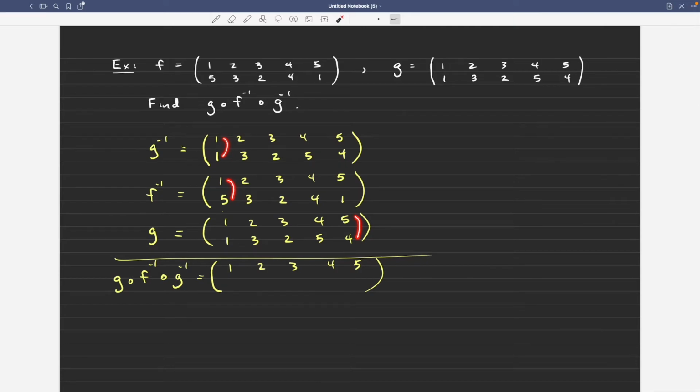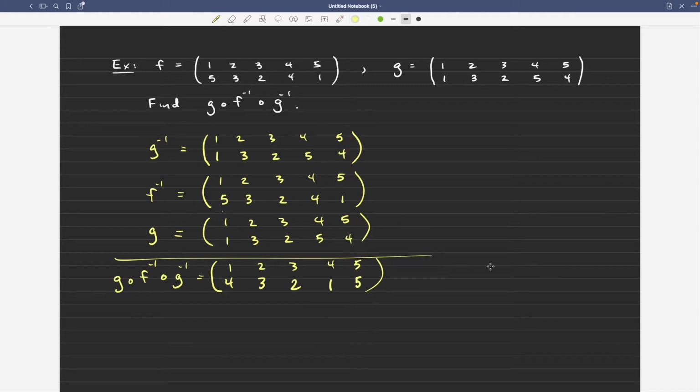So in that total composition, 1 maps to 4. 2 goes to 3, 3 goes to 2, 2 goes to 3. So 2 ends up going to 3 in the composition. 3 goes to 2, 2 goes to 3, 3 goes to 2. So 3 maps to 2. 4 goes to 5, 5 goes to 1, 1 goes to 1. So 4 goes to 1, and then 5 goes to 4, 4 goes to 4, 4 goes to 5. So 5 maps to 5.